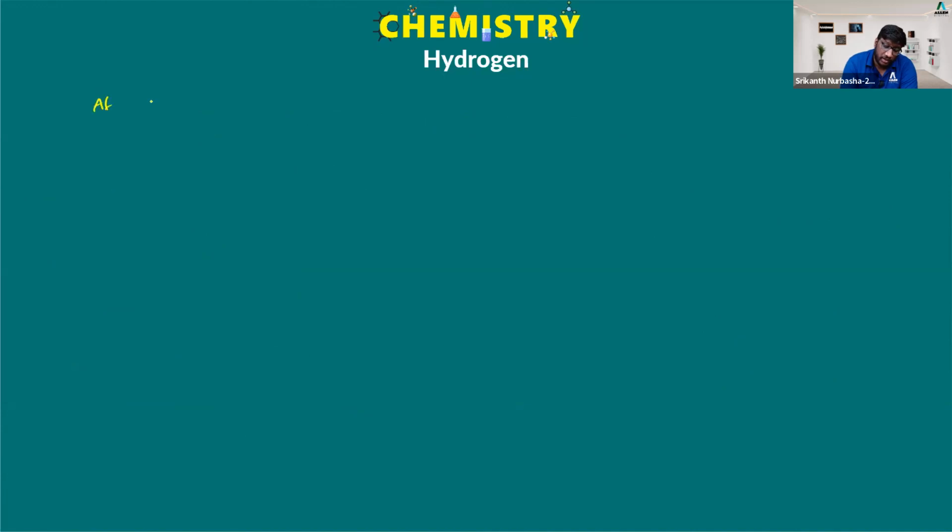At 2000 Kelvin, only 0.08% exists as atomic hydrogen.